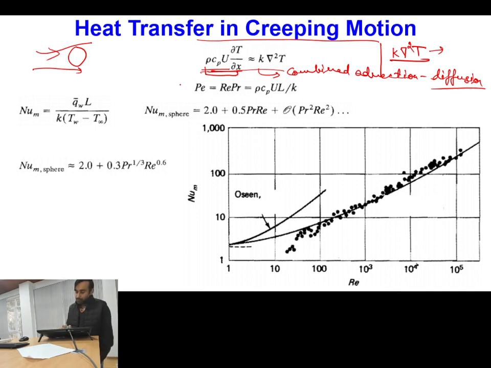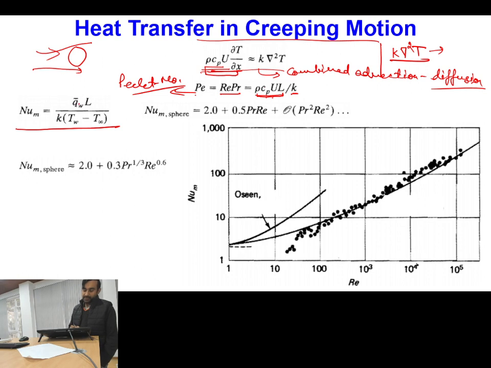So it means that whatever this solution is, it is close to the Oseen's approximation. When you non-dimensionalize this equation, you will find the ratio of these properties, rho Cp UL by K, which comes as the product of Reynolds number and Prandtl number, and this is called the Peclet number. What does it represent? Rho Cp is storage of heat, K is conduction of heat, and the U effect represents the advection.